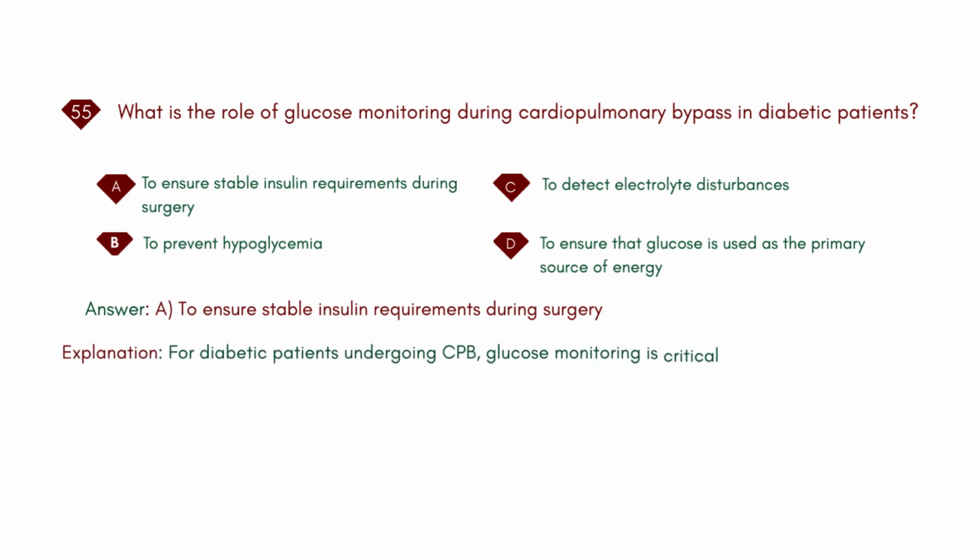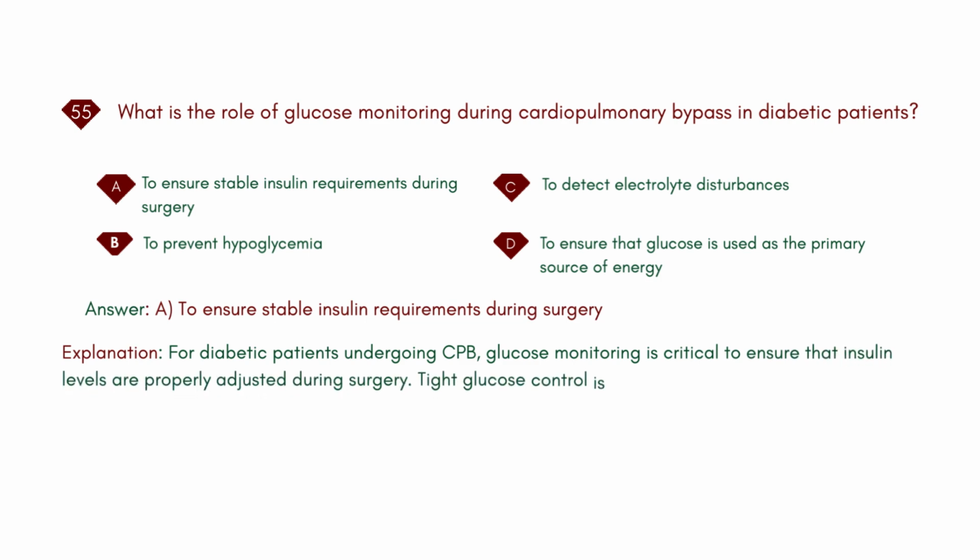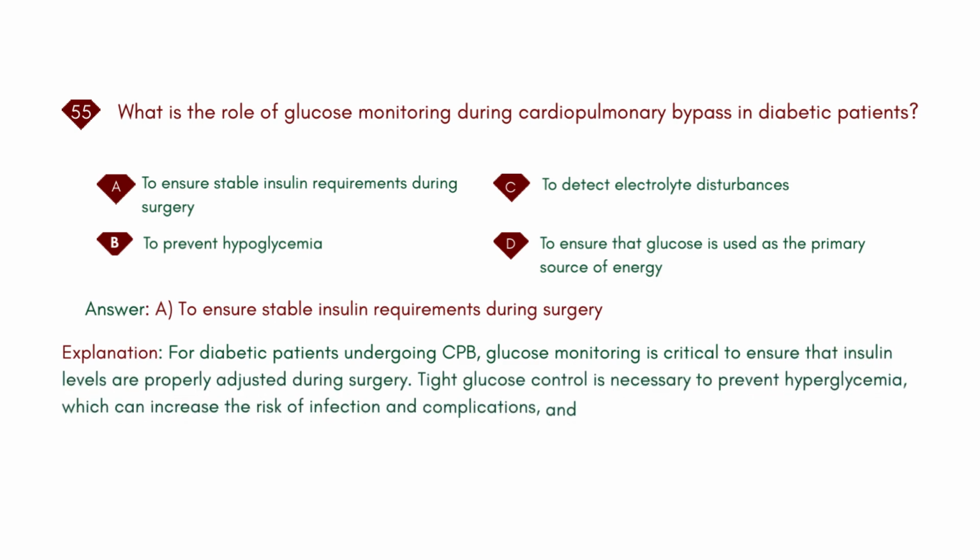Explanation: For diabetic patients undergoing CPB, glucose monitoring is critical to ensure that insulin levels are properly adjusted during surgery. Tight glucose control is necessary to prevent hyperglycemia, which can increase the risk of infection and complications, and to avoid hypoglycemia, which can lead to neurological impairment.